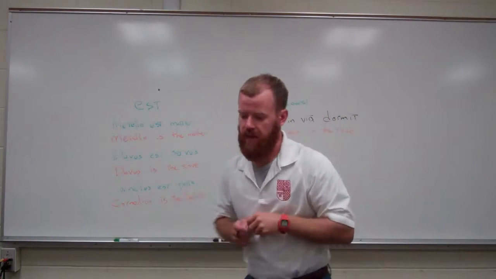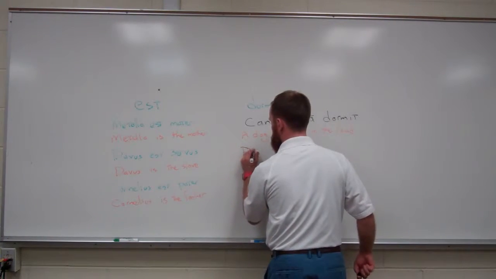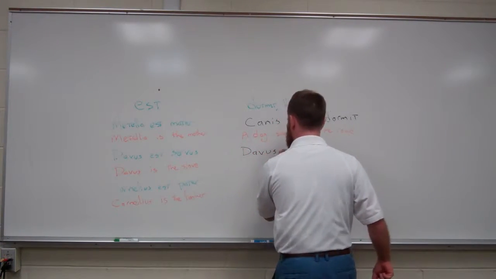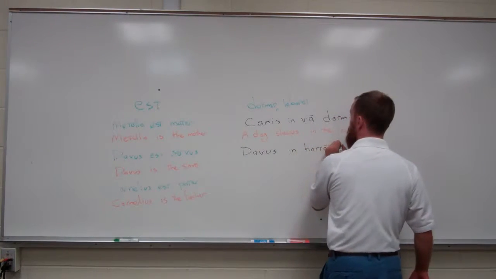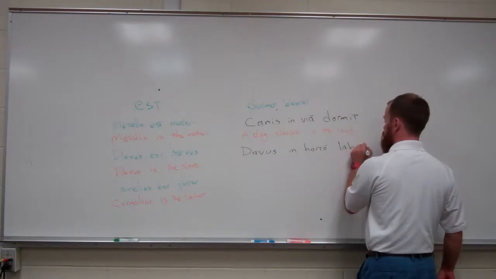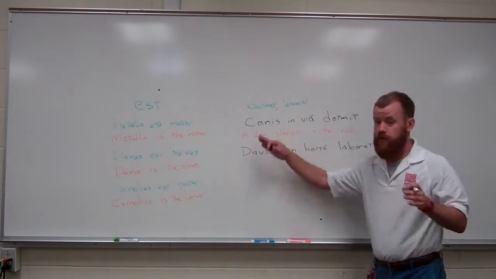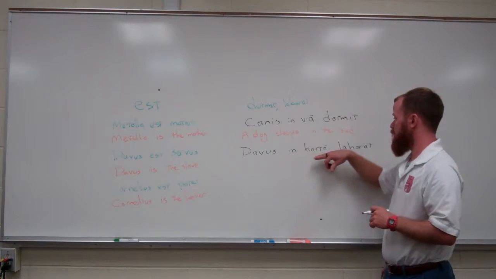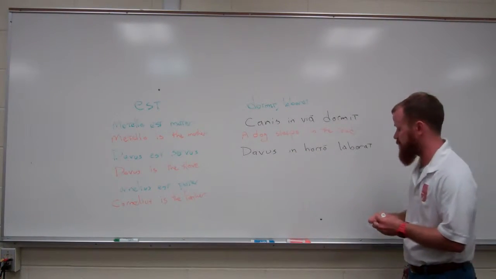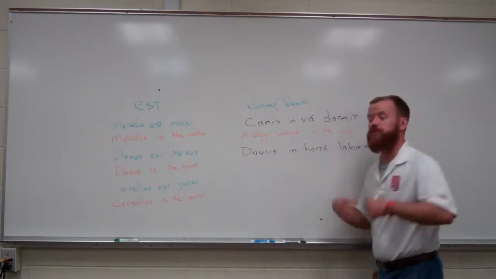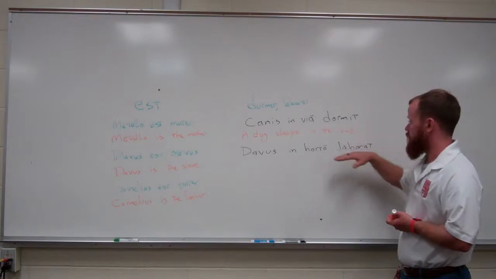Alright, so some other examples, we could have Davus in horto laborat. So if we did the one-to-one, it would be Davus in the garden works. But again, that doesn't sound right, so we have to modify it when we translate it into English. So Davus works in the garden.